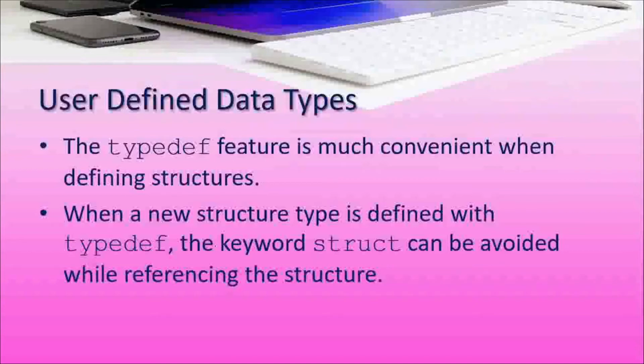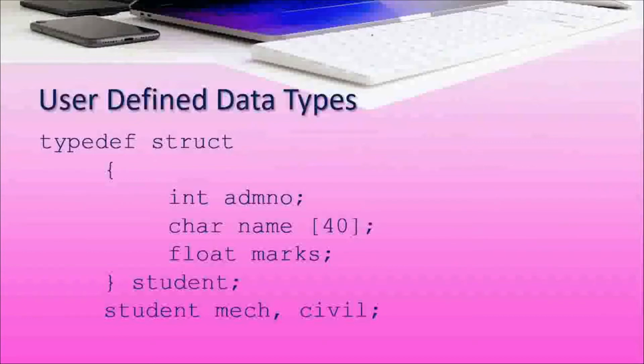Whenever you are creating a new structure type, or defining a structure, obviously you will have to use the keyword struct, because the compiler must know that this particular thing is going to be a structure. Then whenever you are declaring new variables of that structure type, if you are not using typedef, you will have to use the keyword struct again. So that is the advantage of using structure along with the typedef.